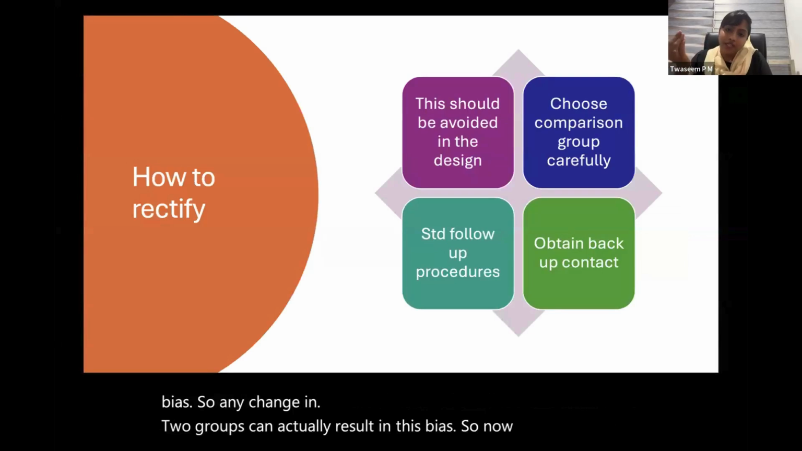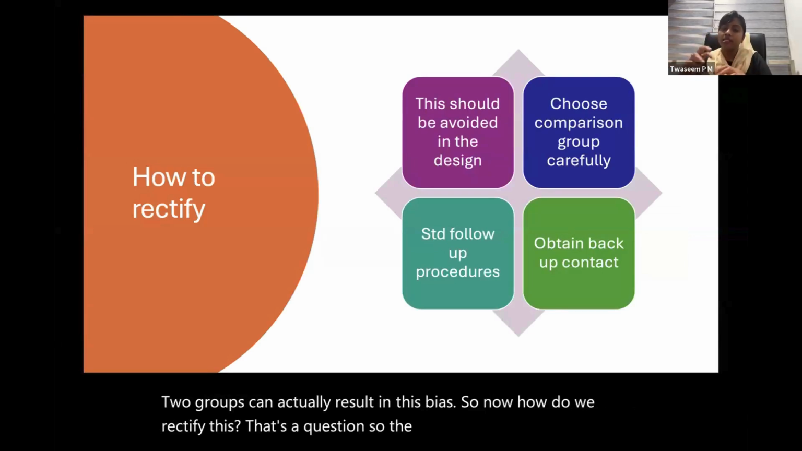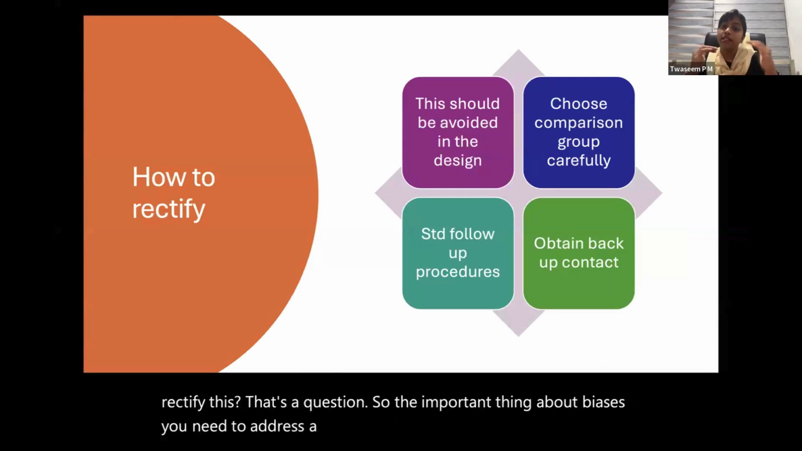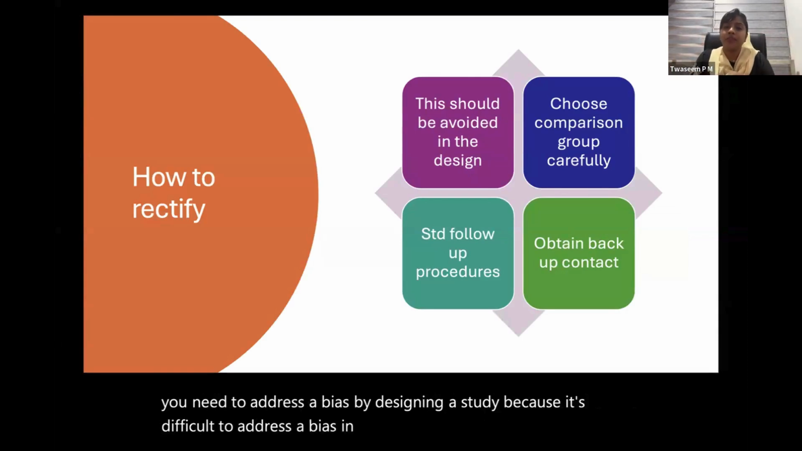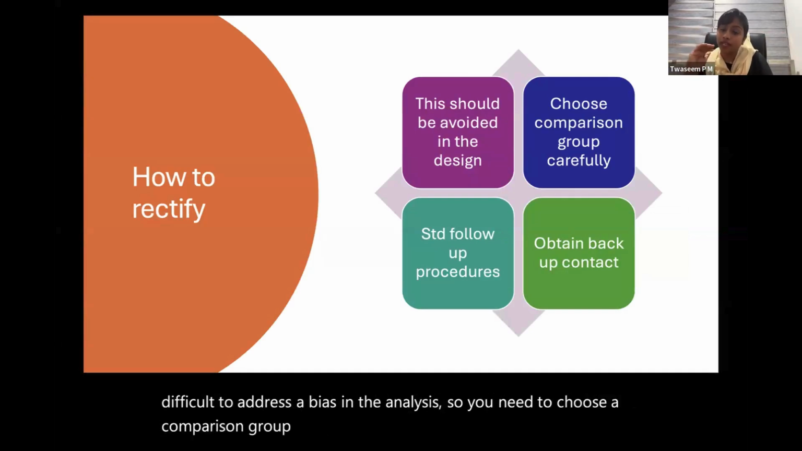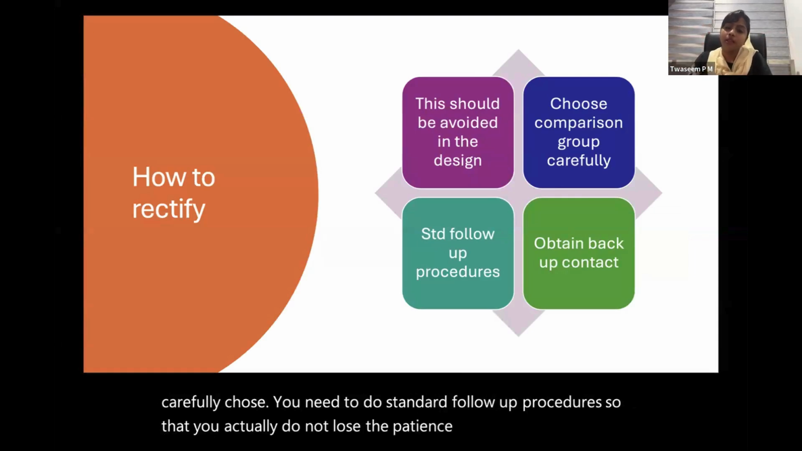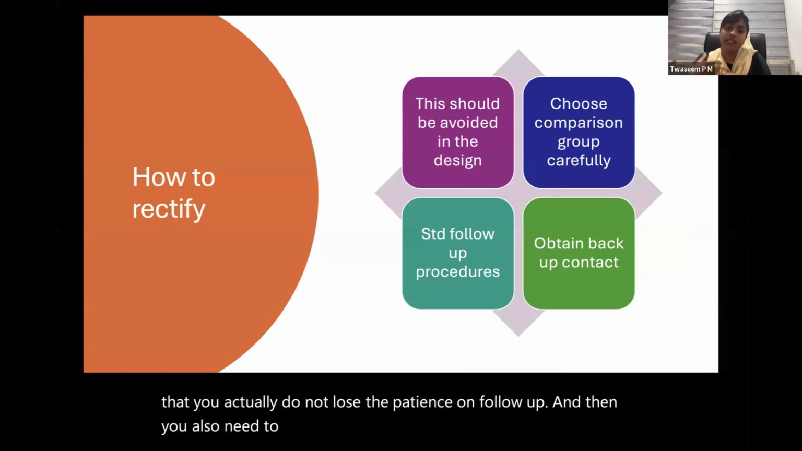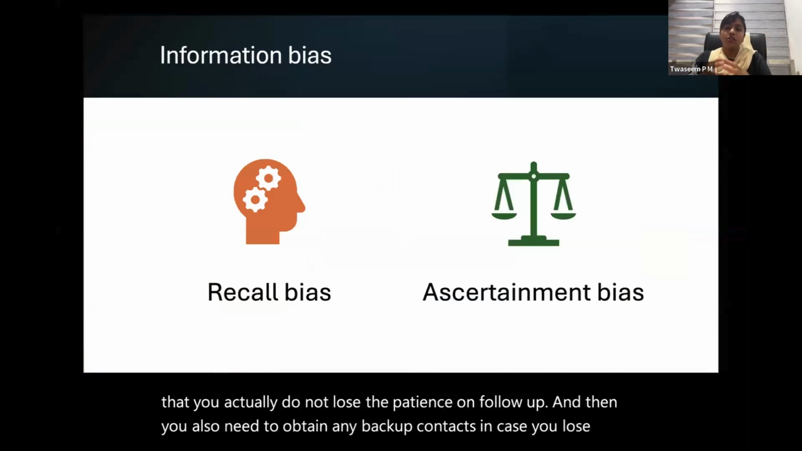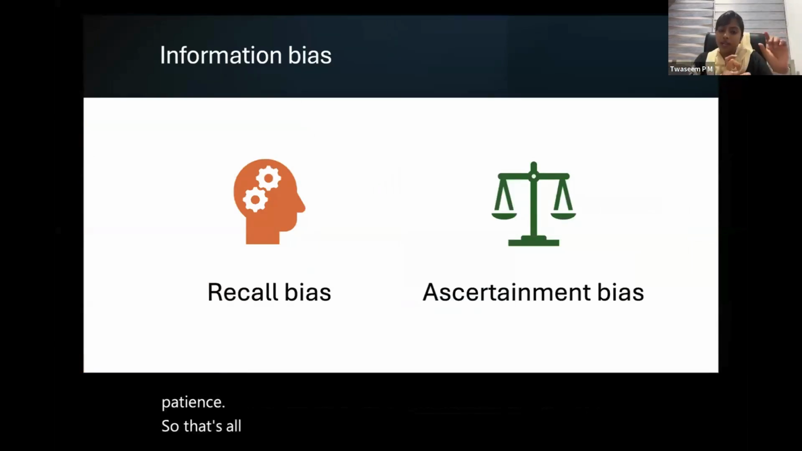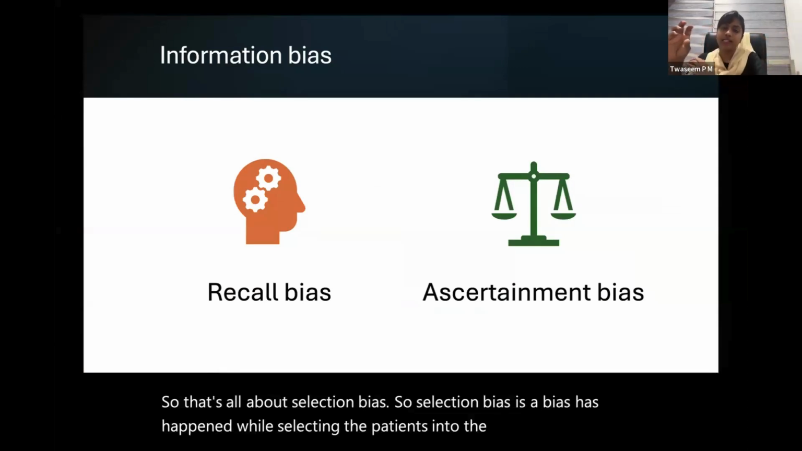Now, how do we rectify this? That's a question. The important thing about bias is you need to address it while designing a study, because it's difficult to address bias in the analysis. So you need to choose the comparison group carefully. The control group should be very carefully chosen. You need to follow standard follow-up procedures so that you don't lose patients on follow-up. And you also need to obtain backup contacts in case you lose any patients. So that's all about selection bias. Selection bias is a bias that happens while selecting the patients into the study or while analyzing the patients.